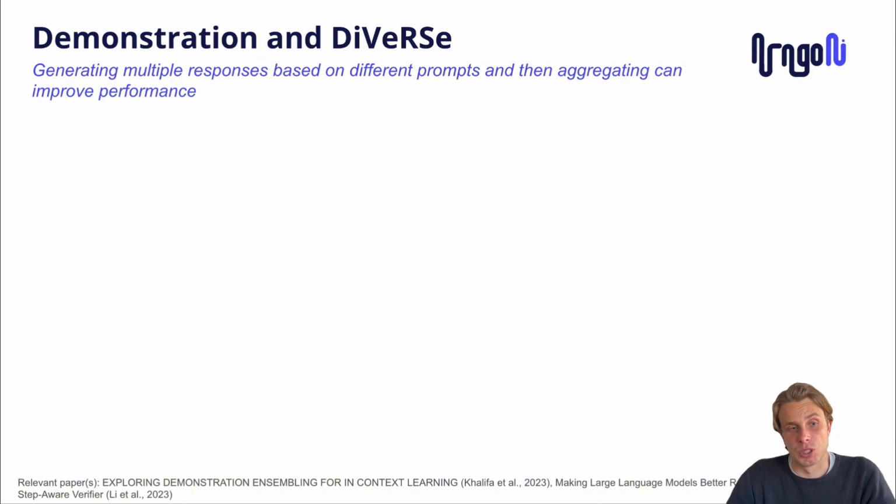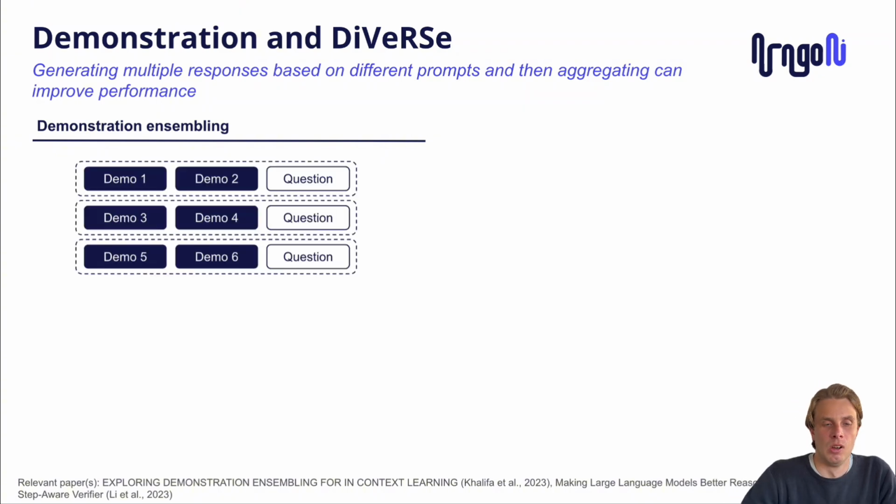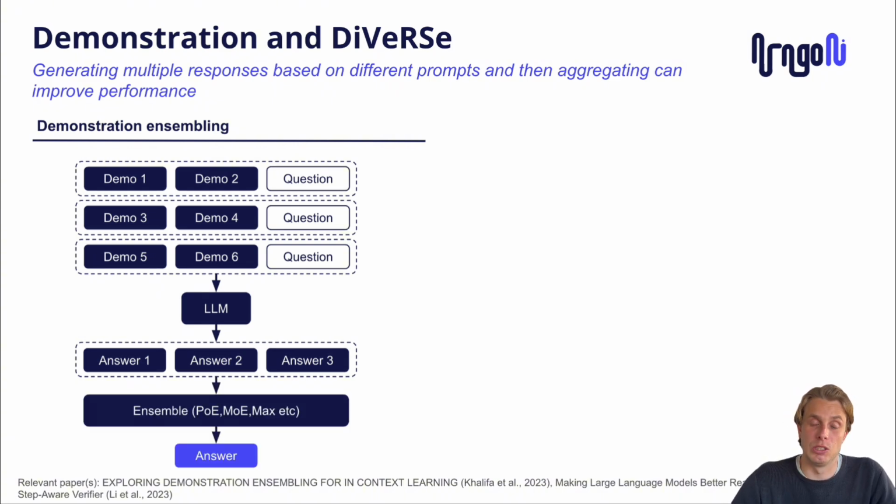Okay, next we'll be speaking about demonstration and diverse. What we find here is that generating multiple responses based on different prompts and then aggregating can improve performance. This is just the core idea of ensembling here. In demonstration ensembling, we take a series of examples. These are called demos here. So I have demo 1 to demo 6. We choose a subset of those examples to do a few-shot prompt with the same user question. Here I've done this 3 times. The question is the same each time, but they have different examples. We pass these to a large language model, and because I had the three inputs here, I get 3 answers, and then I need to ensemble them.